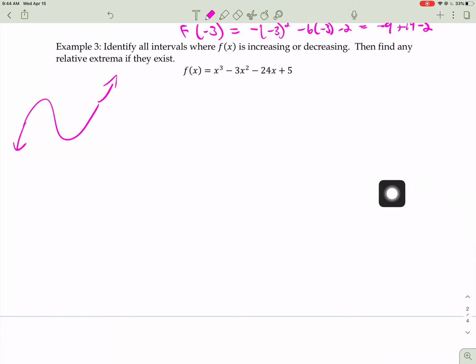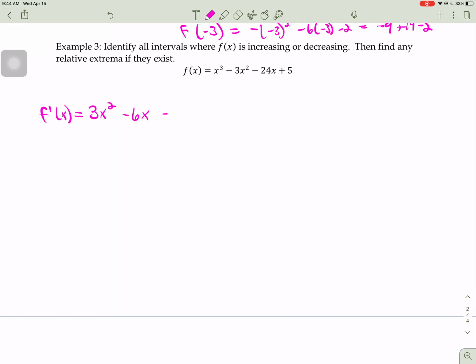So what are these max and mins? Now we can find them. So here we go. Derivative, nice simple derivative here. Derivative is 3x squared minus 6x minus 24. So when is this 0? So we set the derivative equal to 0. 3x squared minus 6x minus 24 equals 0.